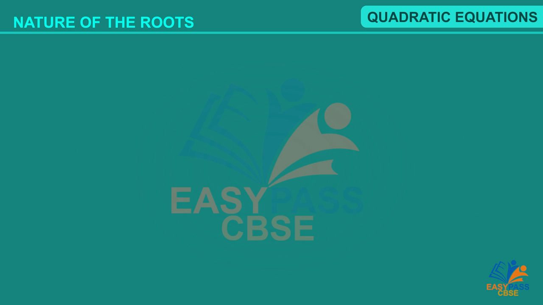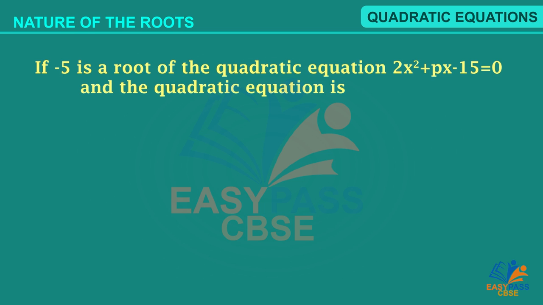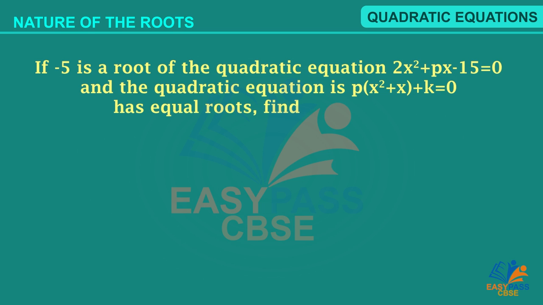One more question. If minus 5 is the root of the quadratic equation 2x square plus px minus 15 equal to 0, and the quadratic equation p times of x square plus x plus k equal to 0 has equal roots, then find the value of k. The same thing.